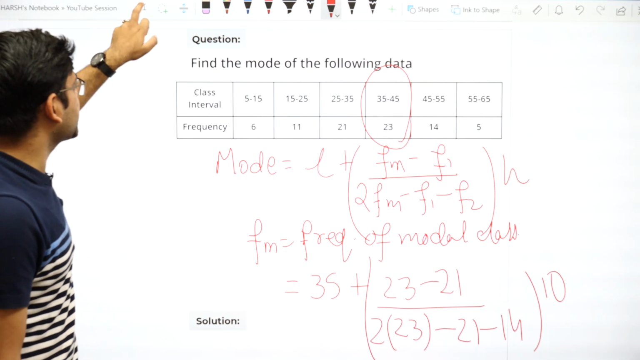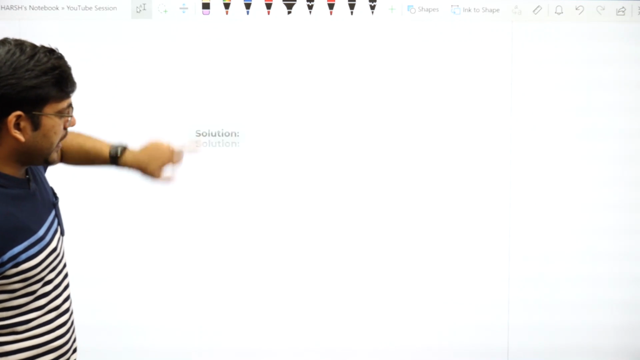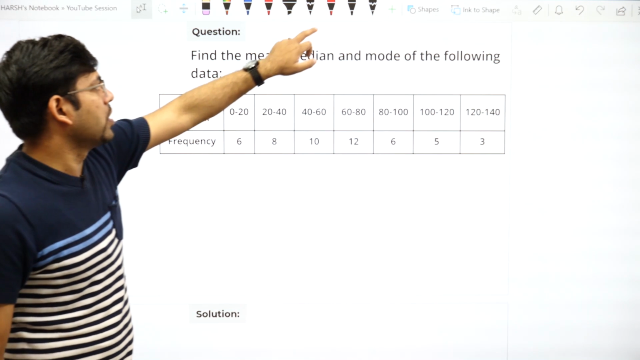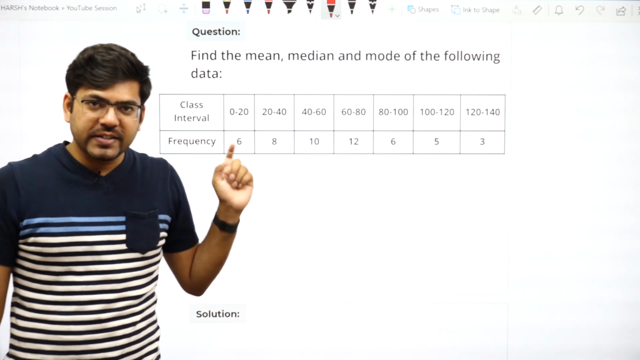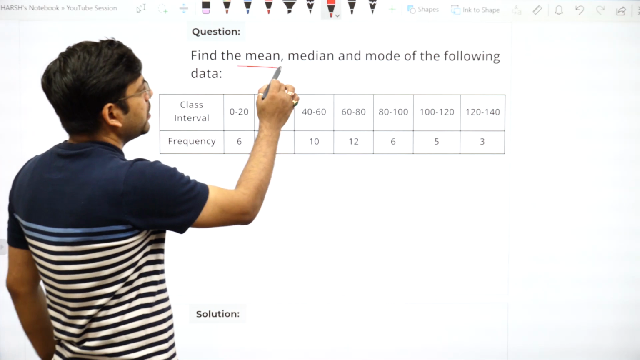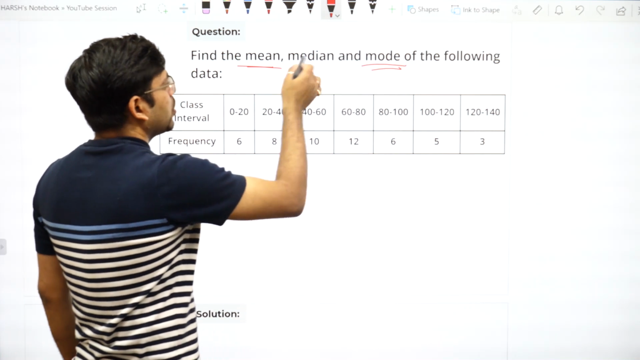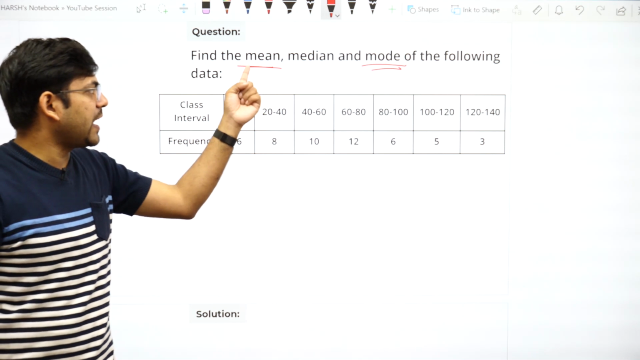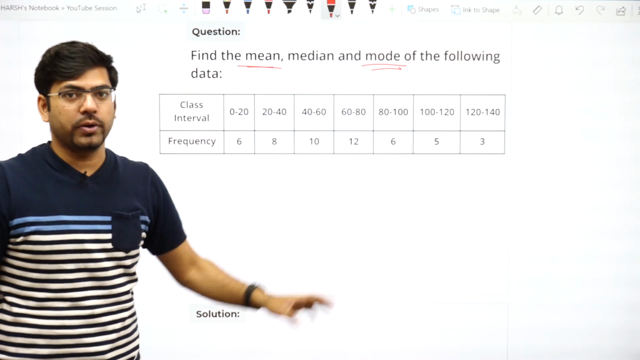Now moving on to the next. The next question goes like this. Here you have to find mean, median and mode. What I'll do is, I have already told you the method of how to find mean and how to find mode. So for the remaining portion, median, I will tell you how to find it, because in this data I guess you would be able to find mean and mode.